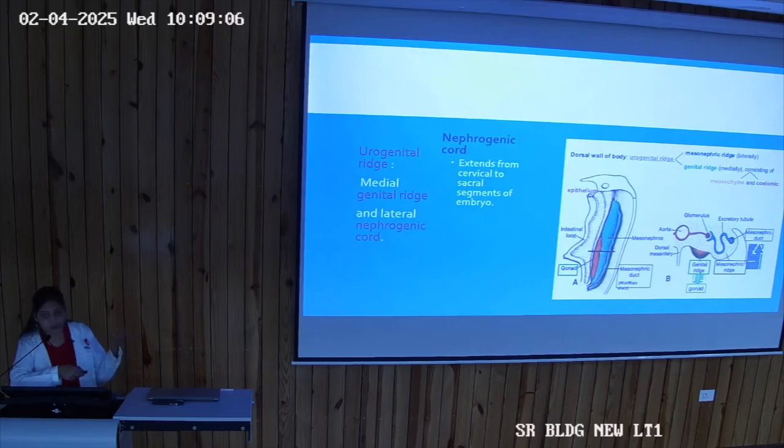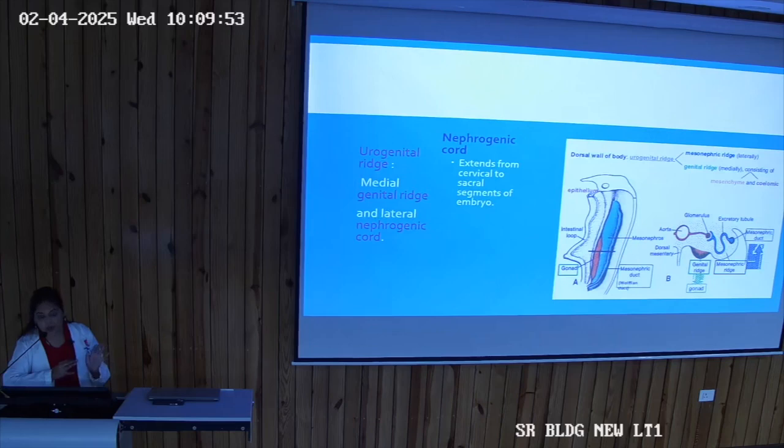This is the ridge which is bulging backwards. The medial one is the genital ridge, and the lateral one is going to form the nephrogenic cord. Intermediate mesoderm is divided into two. Intermediate equals urogenital ridge. Intermediate mesoderm is going to condense in a cylindrical form, and it is going to form the urogenital ridge. The medial part of this ridge, which is shown in brown color, is the gonadal ridge, and the lateral part is the nephrogenic cord. This nephrogenic cord is going to give rise to the kidney.